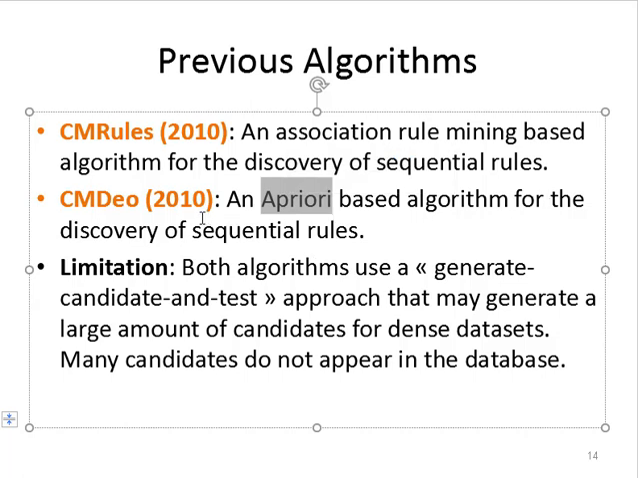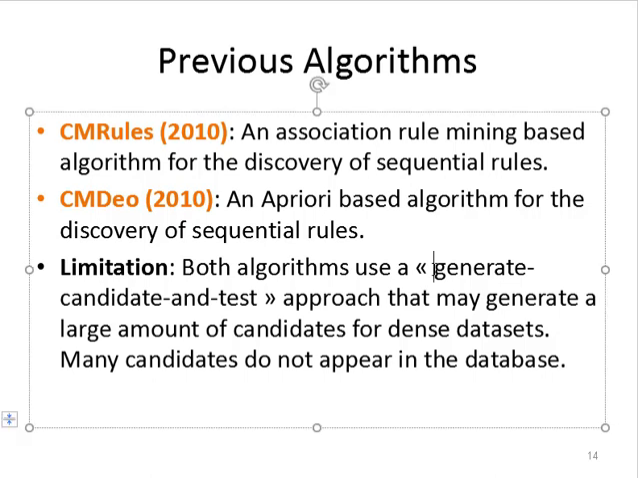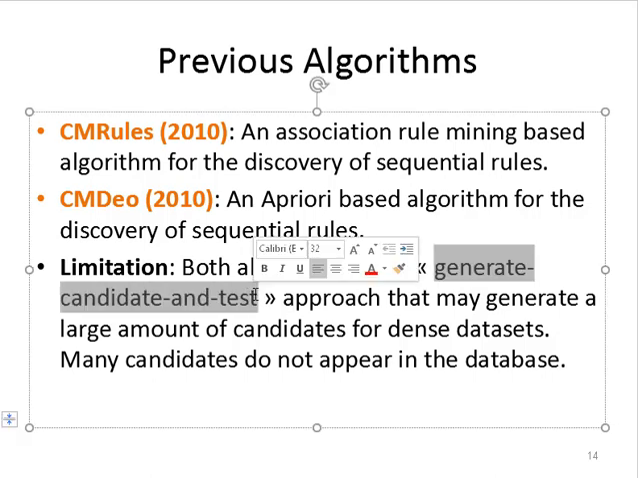So again, I will not explain the details here because I want to show you the new algorithm instead. One problem about these two algorithms is that they start from the small rules and then combine two rules to generate the larger rules. We call it the generate-and-test approach. So they always combine the small rules to make the larger rules and so on.